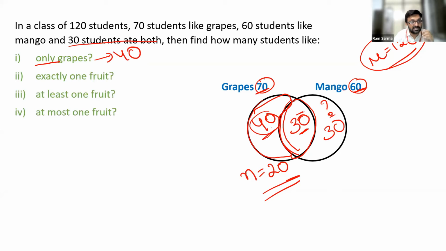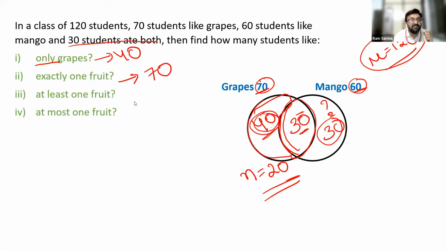Now, these are the remaining questions. How many students like exactly one fruit? Can you answer the second one? Very good, Karma. Very good, Miza. Very good, Robert. Very good, Mohammed. So exactly one fruit. Here 40 members like exactly one fruit, that's grapes. Here 30 members like exactly one fruit. So your answer will be the sum of these two: 40 plus 30, 70 members like exactly one.